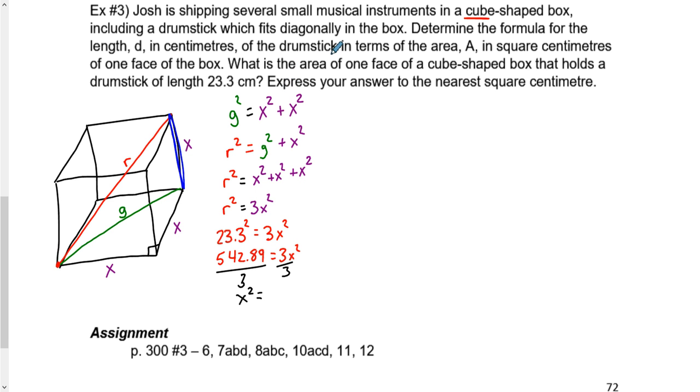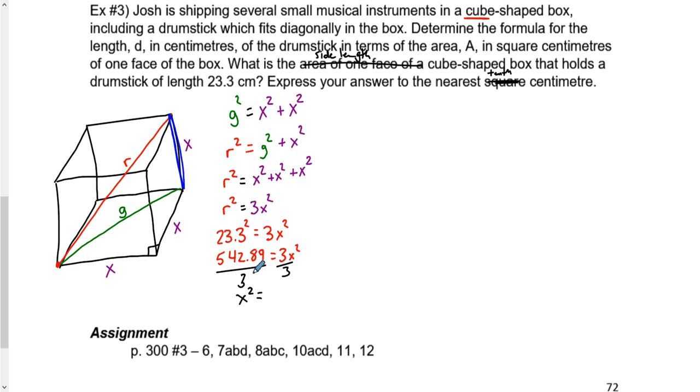I guess we're just asking for what's the area of one side. So well, let's just change the question. What's the side length? Answer to the nearest tenth of a centimeter. We're not determining the formula. I'll just reword this for next year.